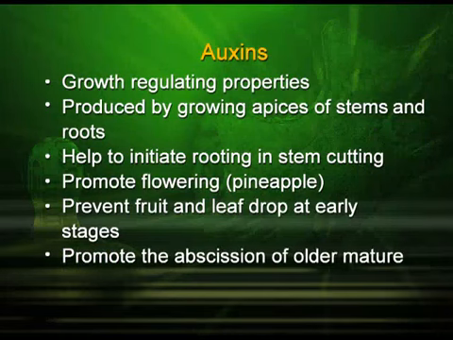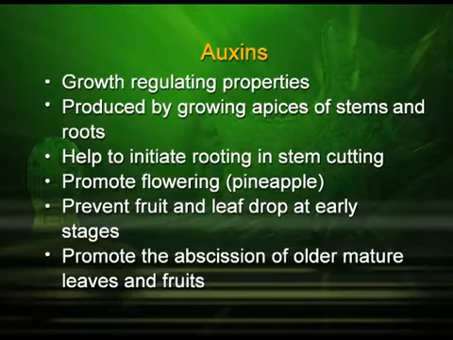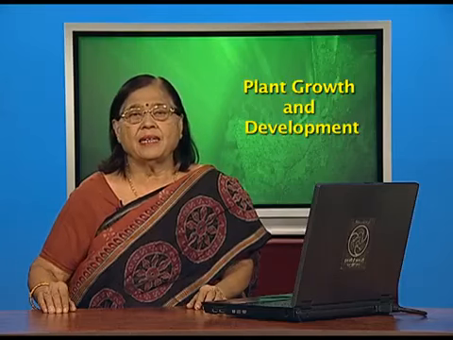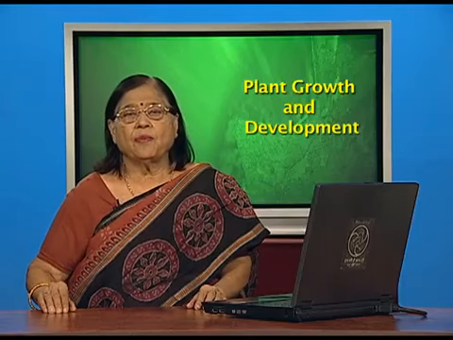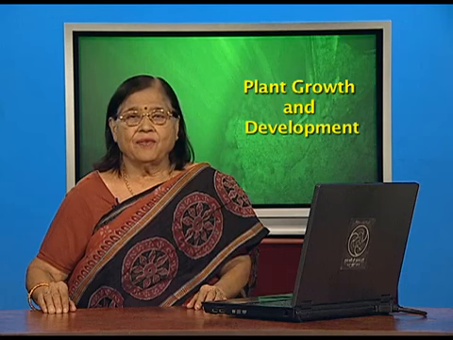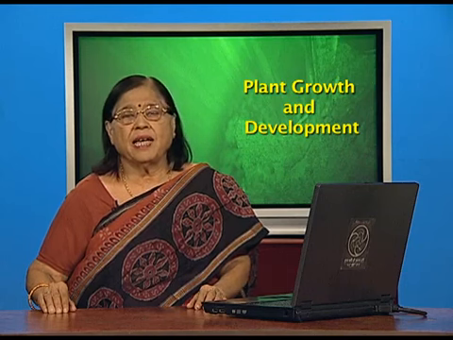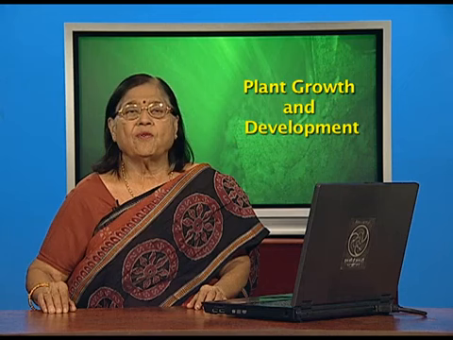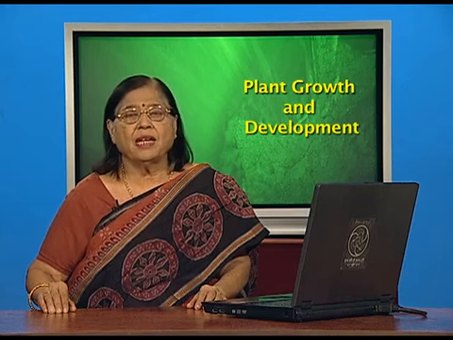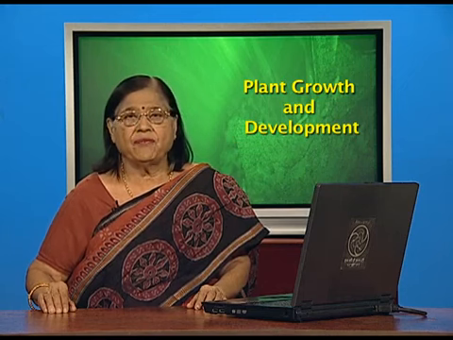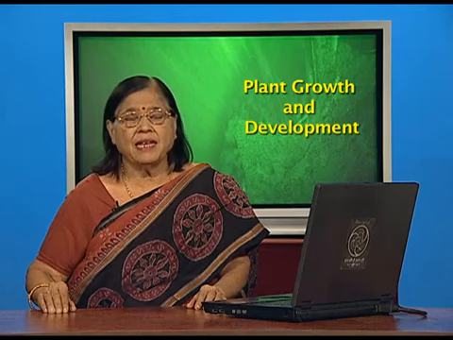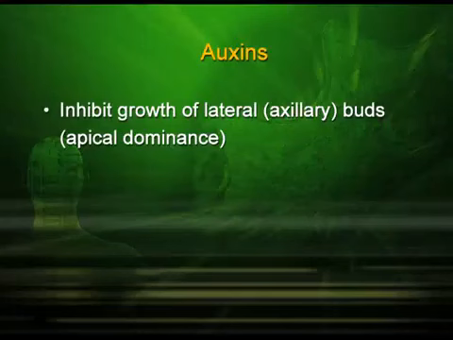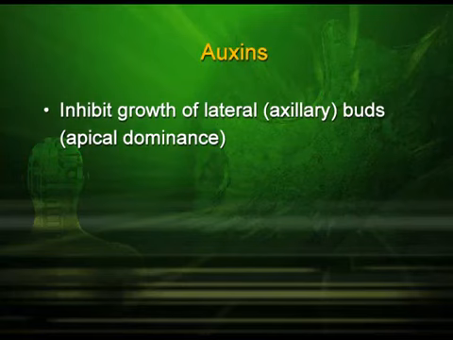It promotes the abscission of older mature leaves and fruits. On one hand, it prevents dropping of early fruits and early leaves. On the other hand, it promotes dropping of mature ripe fruit and the leaves which are filled with excretory matter, which is again an important phenomenon. Inhibits growth of lateral or axillary buds, that is apical dominance.